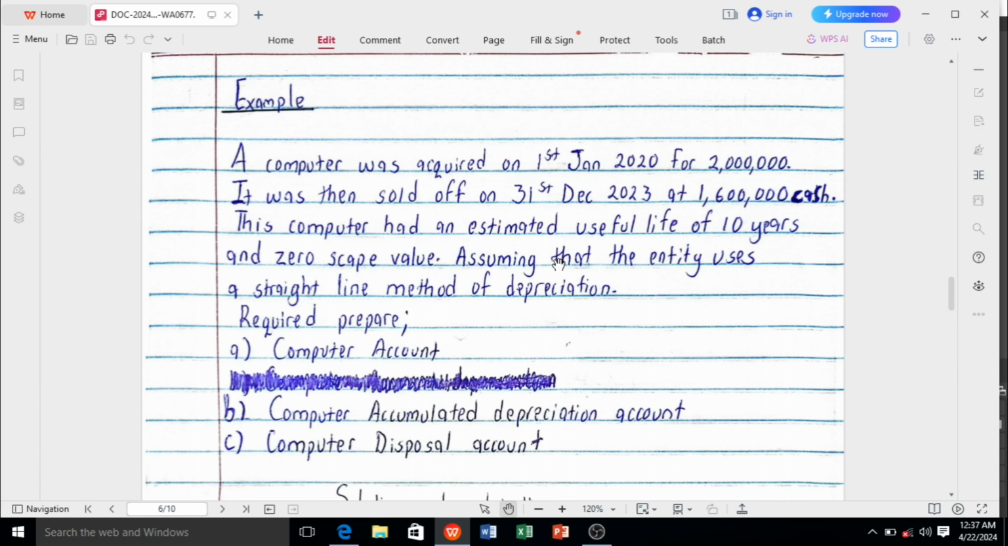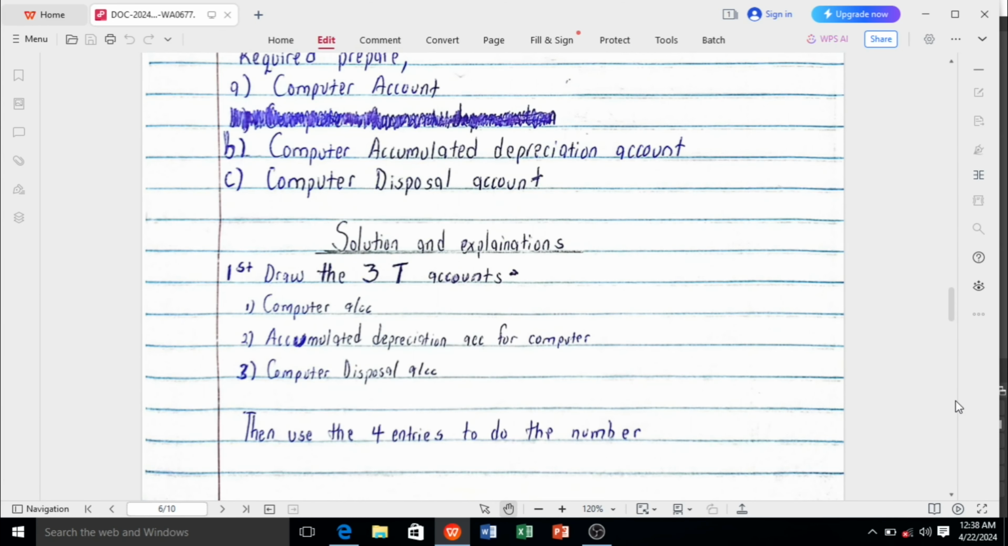Assuming that the entity uses the straight line method of depreciation, required: prepare the computer account, computer accumulated depreciation account, and computer disposal account. The methods they can ask you, depending on the question, include reducing balance and straight line. So you must prepare yourself for all those methods. Solution and explanations.